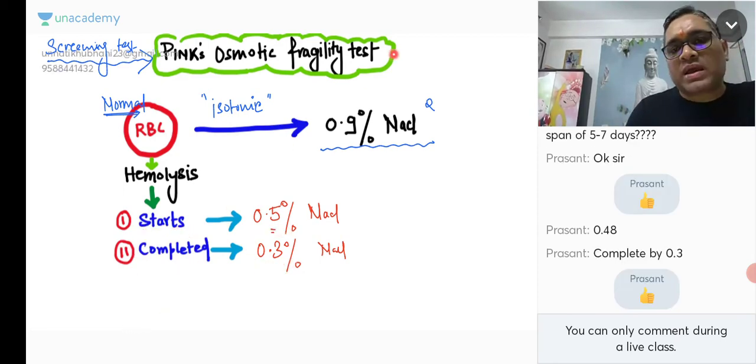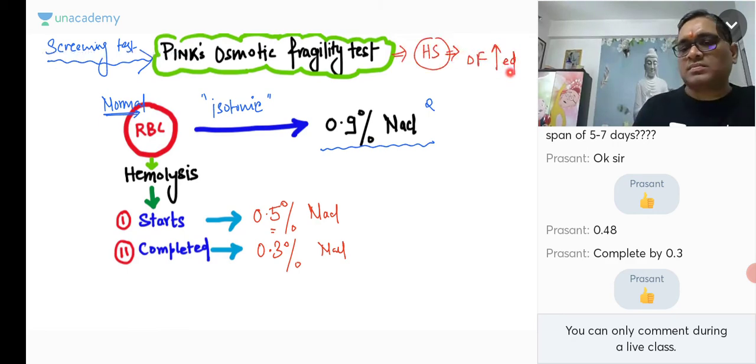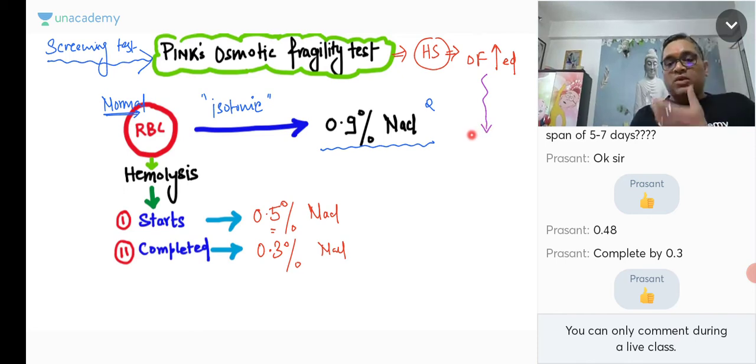What happens in hereditary spherocytosis? In hereditary spherocytosis, osmotic fragility is increased. What I'm saying is that in hereditary spherocytosis, osmotic fragility is increased. So what is the meaning of osmotic fragility increase?